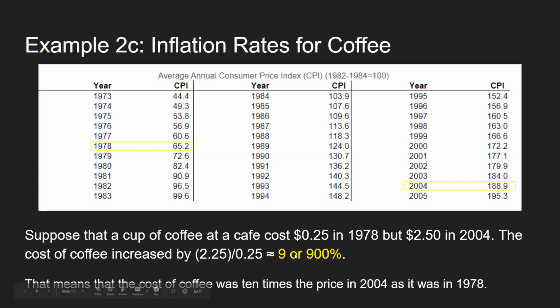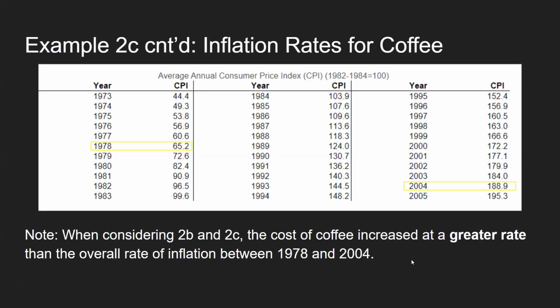The cup of coffee, the reason that increased so much might not be due to inflation, it might be due to other circumstances. So a couple problems in your homework are trying to get you to think about that, and they'll ask you some questions. I'm effectively just trying to get you to think about that. So my statement here is to help you with that idea. When I gave you these 2 problems, 2B and 2C, the cup of coffee increased at a greater rate, 900%, than the overall rate of inflation. So the increase in the cost of coffee may have not just been due to inflation.